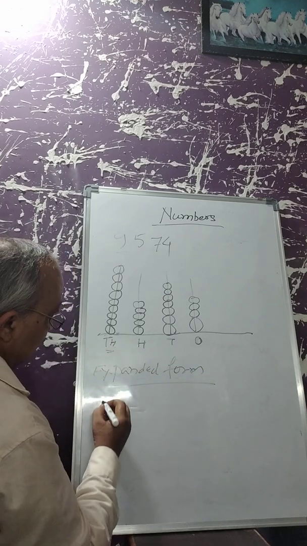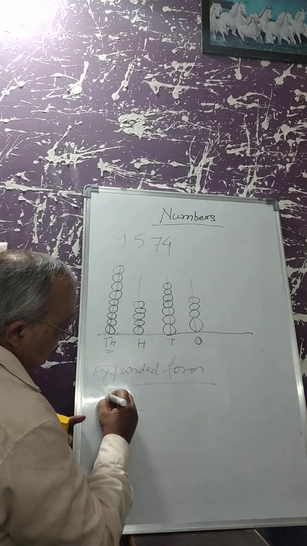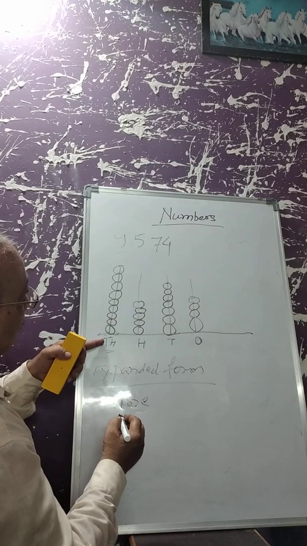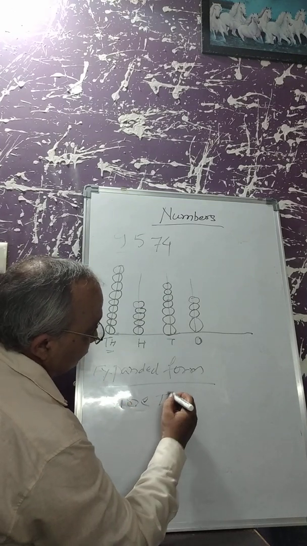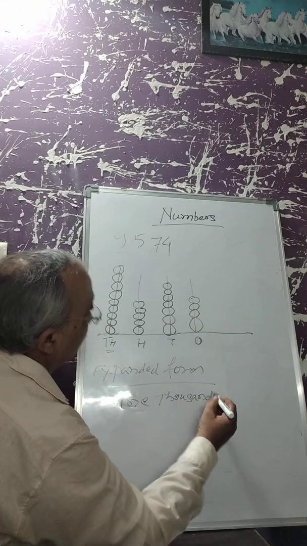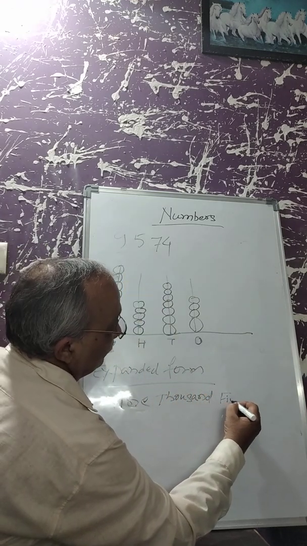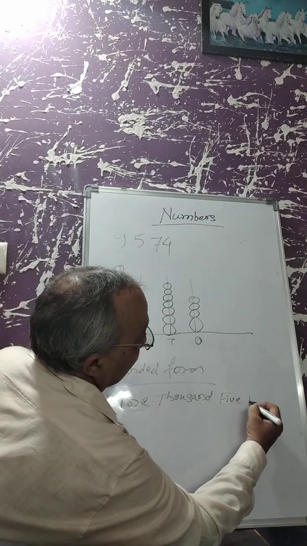Expanded form will be 9, and it is at the place of 1000. So write 1000. Now next one is 5. Write 5, and it is at the place of 100. So write 100.